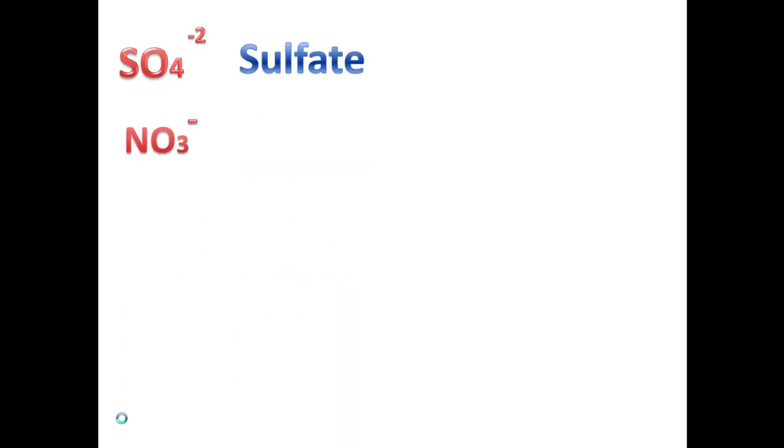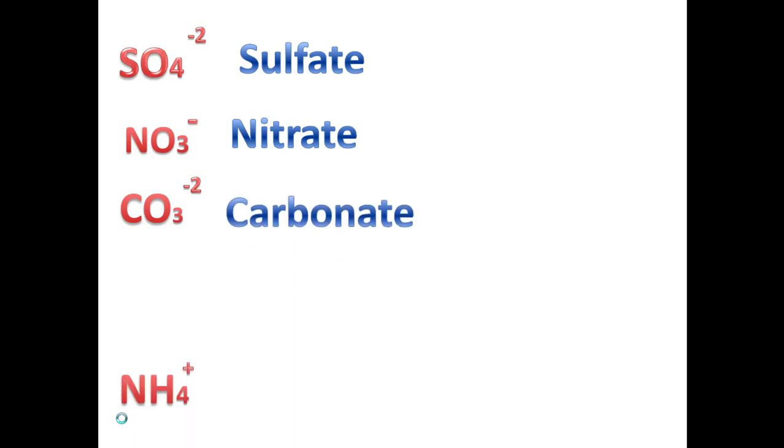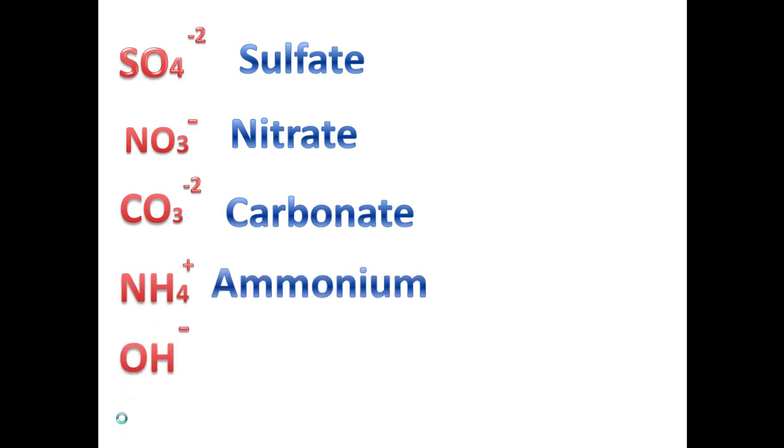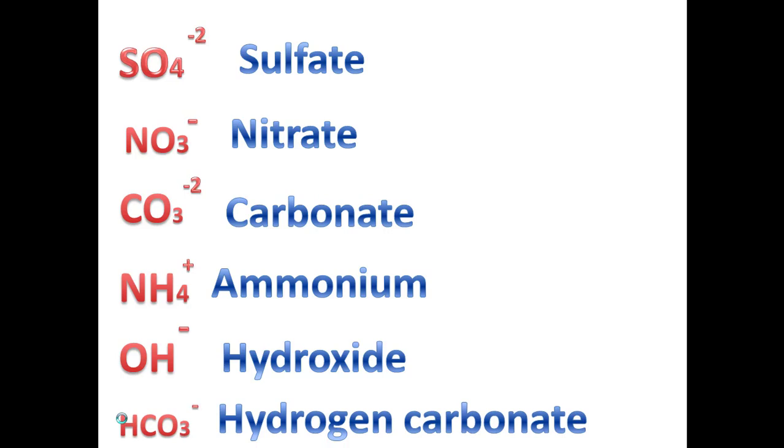Same for nitrate. Then we have carbonate, which is a combination of 3 oxygen with 1 carbon atom, and they have overall charge of -2. So we call this carbonate. NH4 plus, which is called ammonium. OH minus called a hydroxide, and HCO3 minus 1 is hydrogen carbonate.